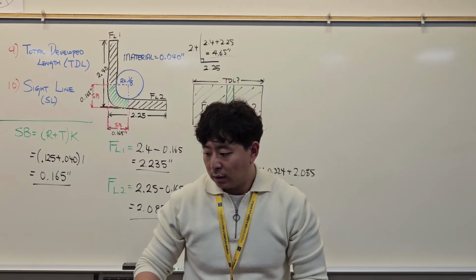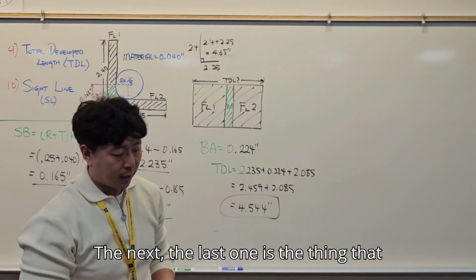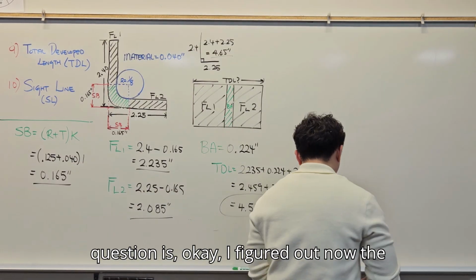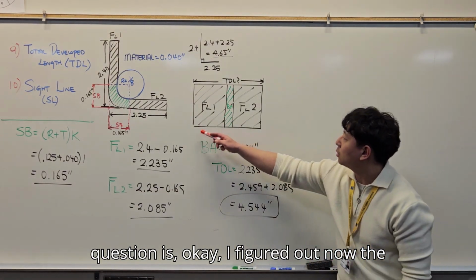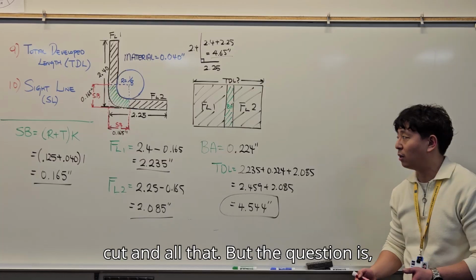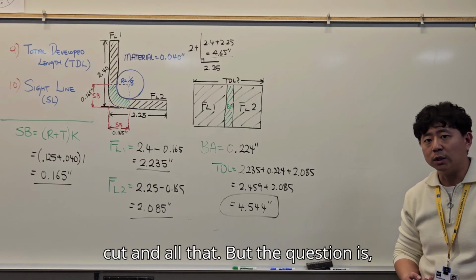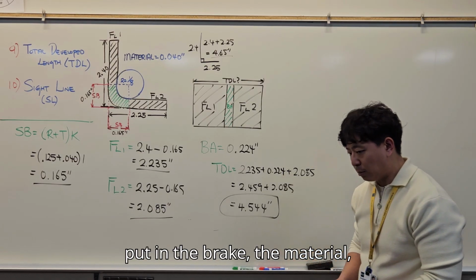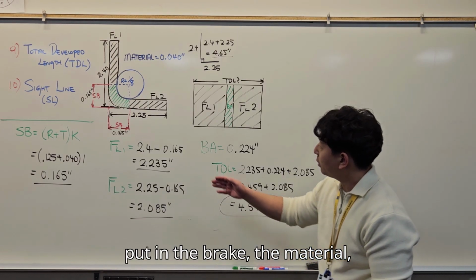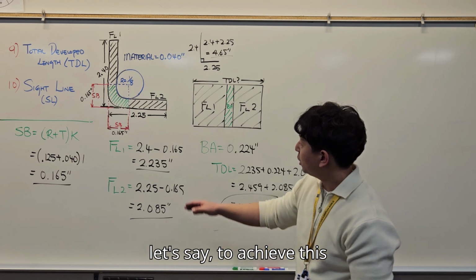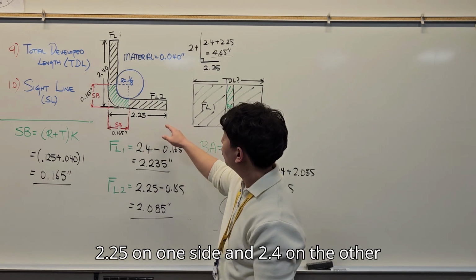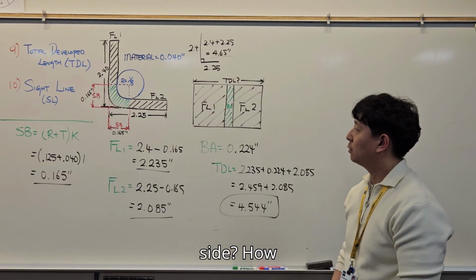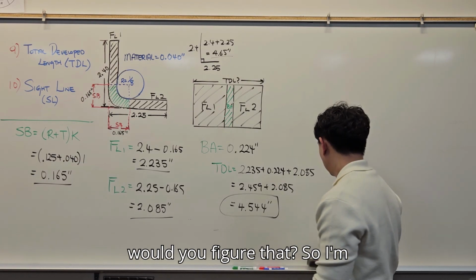All right. The last one is the sight line, the thing that we need to know for this. The question is, I figured out the total length, how much I have to cut and all that. But how much do I have to put in the brake, the material, let's say, to achieve this 2.25 on one side and 2.4 on the other side? How would you figure that?